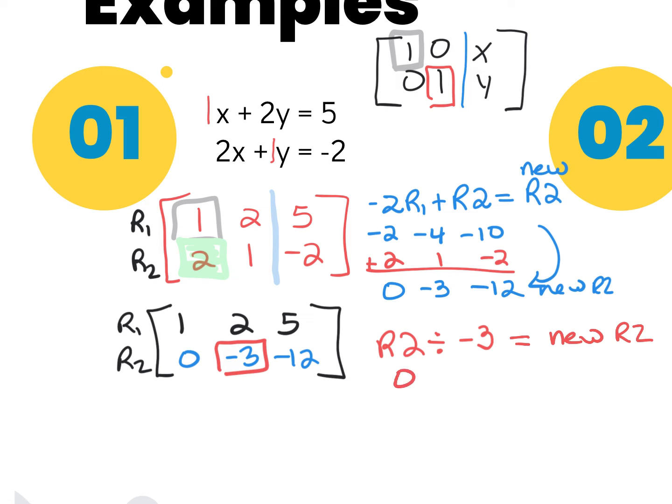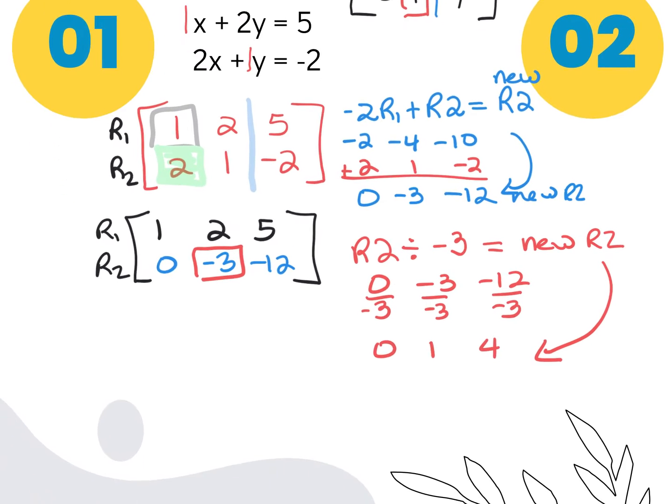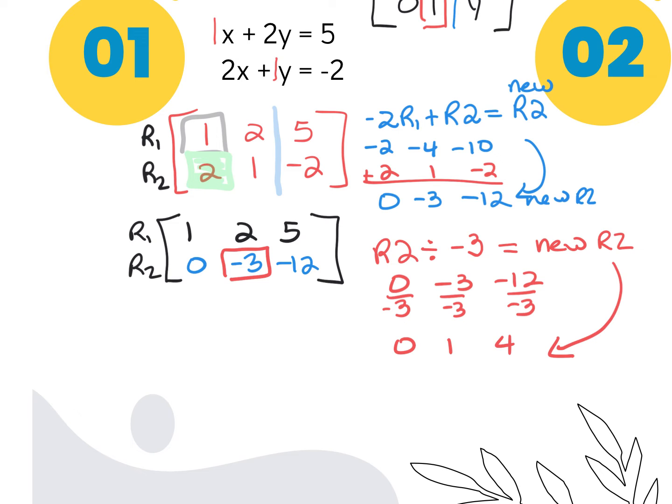So row 2: 0, -3, -12. I'm dividing all of these by -3. 0 divided by -3 is 0. -3 divided by -3 is 1. And -12 divided by -3 is +4. This is now my new row 2. So now row 1 is still the same. I'm rewriting my new row 2. And now I have one more thing to change.